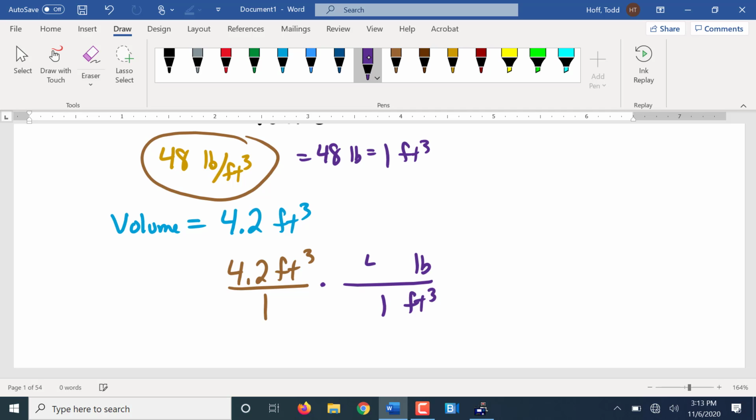So 1 cubic foot and 48 pounds. So the cubic feet are going to cancel out just like they would in any other measurement conversion. What's 4.2 times 48 pounds? 201.6 pounds. So that object, if it contains 4.2 cubic feet of wood, is going to be 201.6 pounds.